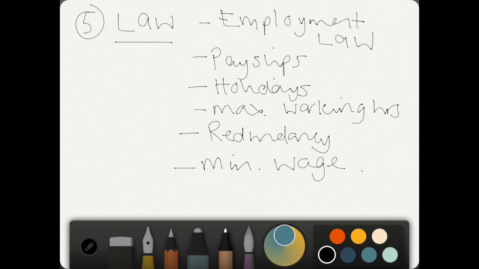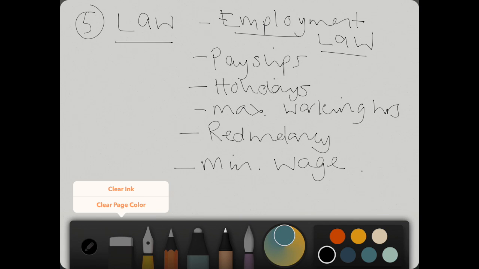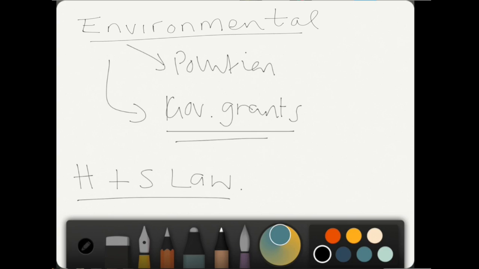Okay, so all of that is various types of employment law that businesses have to stick to make sure that they don't exploit us as workers. Now, that's not the only law. They have got involved in others.